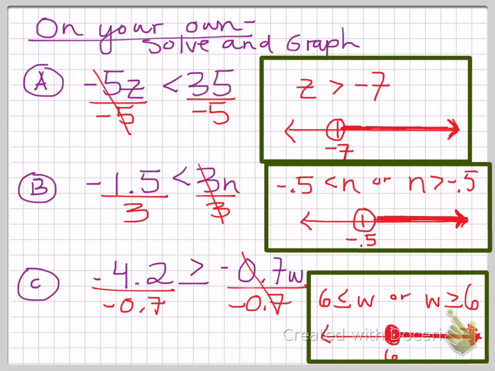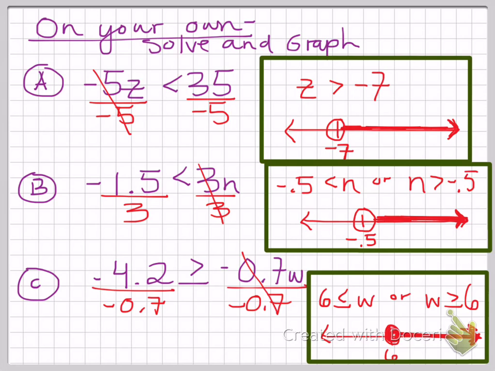Alrighty, class, here are your answers. For A, I want you to notice that you divided by negative 5, so you need to flip it. z is greater than negative 7. You should have identified the negative 7, left it open because it's not equal to, and shaded to the right. If you did it, good job.